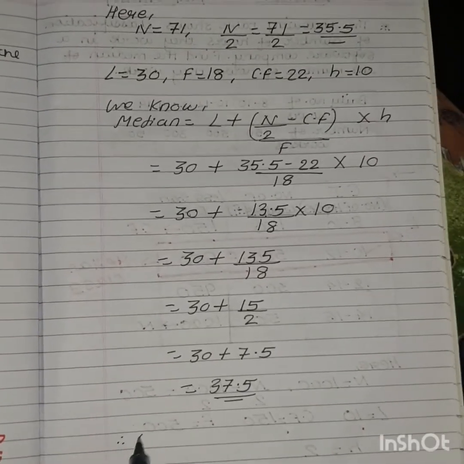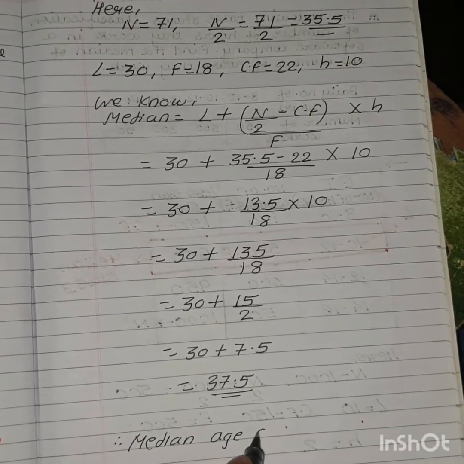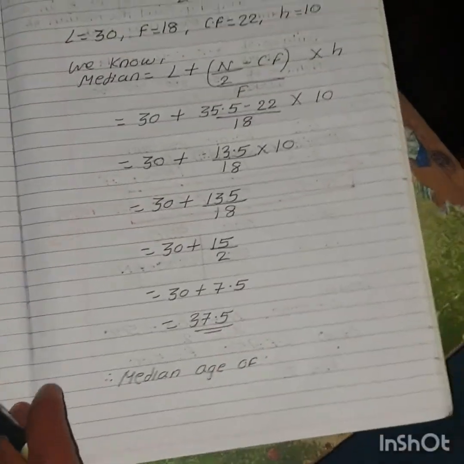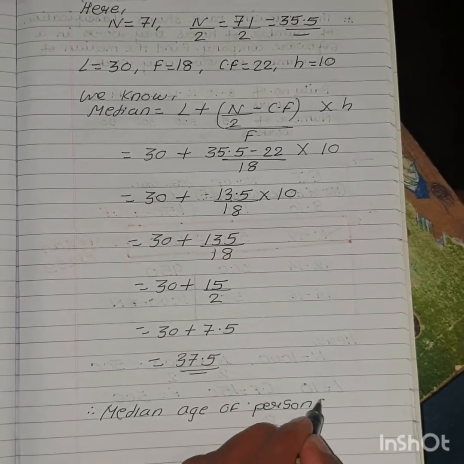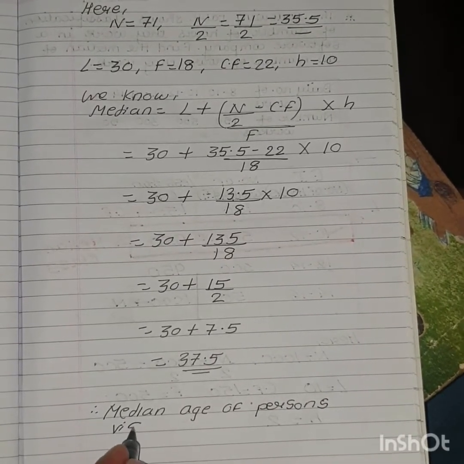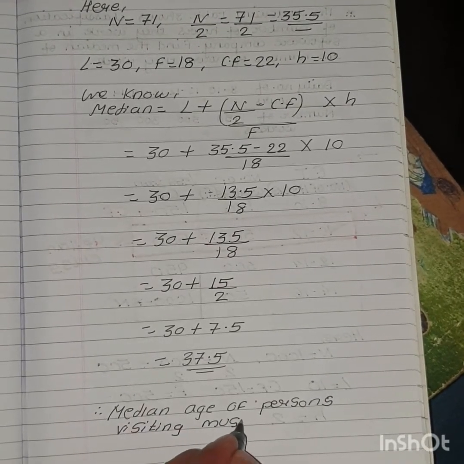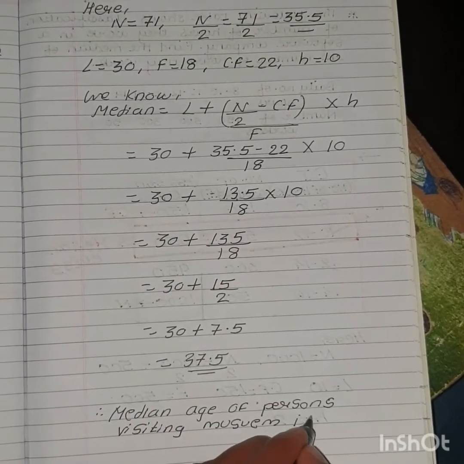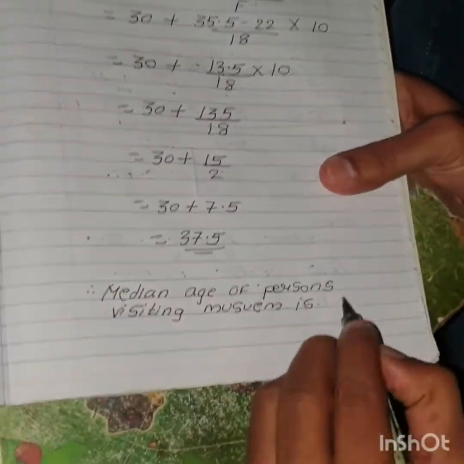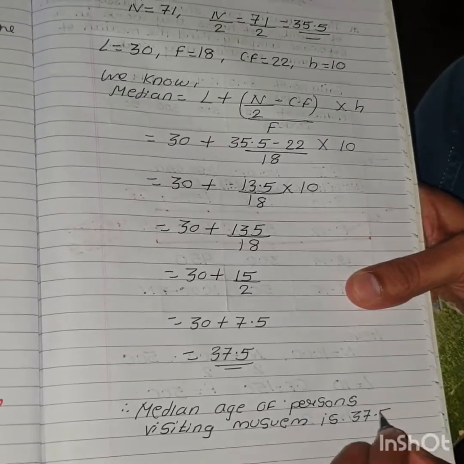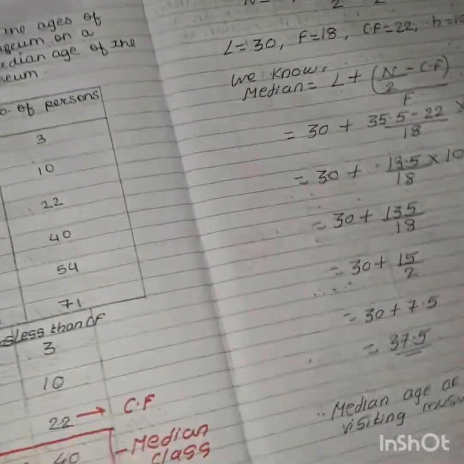Therefore, the median age of persons visiting the museum is 37.5 years. Now let's revise the sum again.